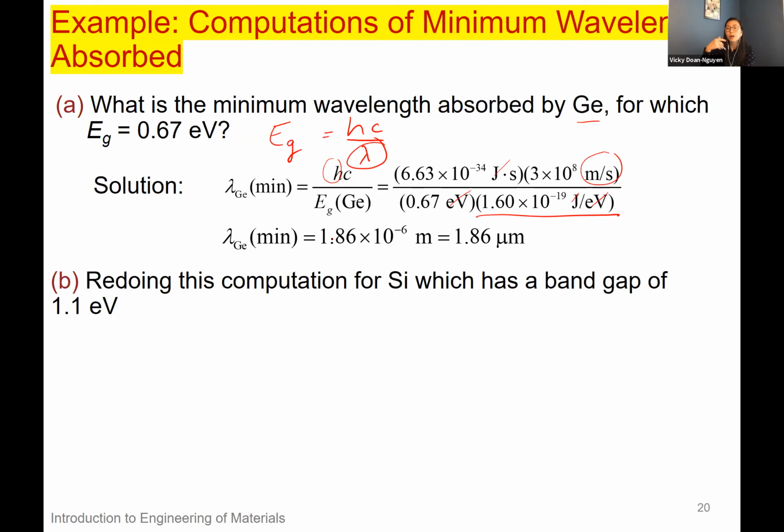If we want to ask, okay, what about silicon, which is less expensive than germanium? We do the same calculation, but silicon has a band gap of 1.1 eV in this case. We can do the same computation to get the minimum wavelength of 1.13 micrometers. So you can see here that the wavelength is less than that of germanium, right? And so you need a higher photon energy, with the shorter wavelength, to be absorbed by silicon.